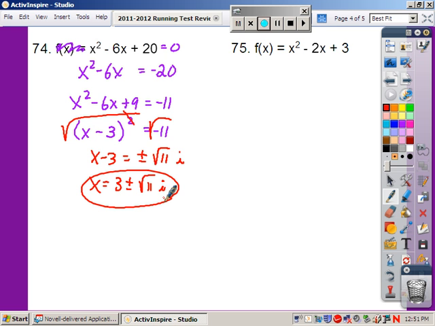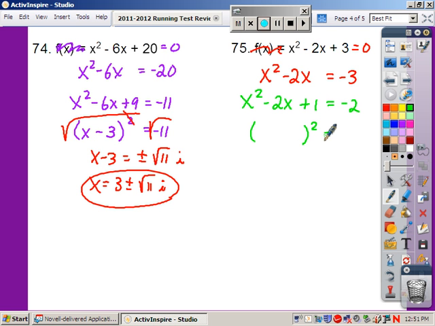For this one, same idea. Start, set equal to 0. Subtract the 3 because you don't want it there. Now we're going to do b over 2 squared for this. b is negative 2 divided by 2 is negative 1. And when I square it, I get positive 1. So I'm actually going to add a 1 in here. So it'll be x squared minus 2x plus 1 equals negative 2.